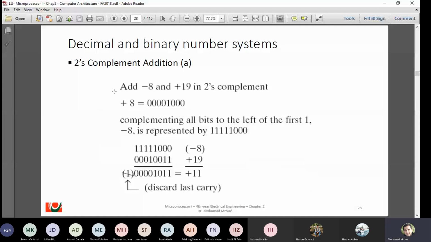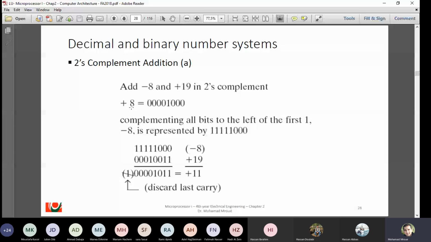So add minus 8 and plus 19 in 2's complement form. This is an example. Plus 8 here is represented on 4 bits, so it's 0, 0, 0, 1, 0, 0, 0, 0, because 8 is 2 power 3. We complement all bits to the left of the first one. So let's get the 2's complement of 8, because we want to do addition between plus 19 and minus 8.